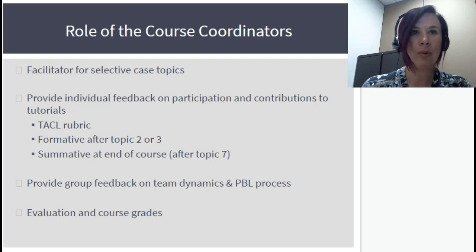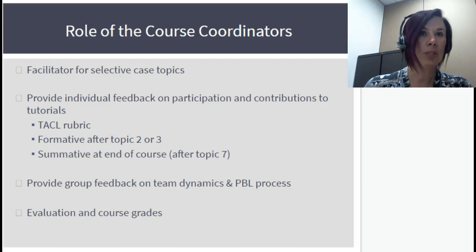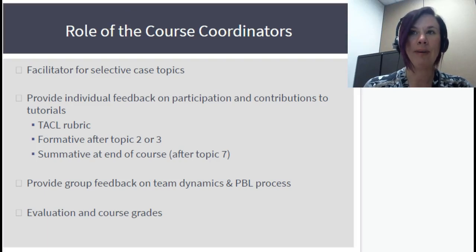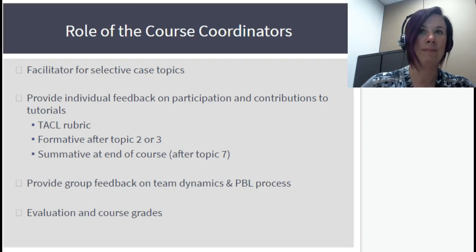The course coordinator will use a rubric known as the TACL to provide each student with formative feedback prior to the midterm, and then a summative written evaluation at the end of the course. The course coordinator will also monitor team dynamics and team function, as well as the PBL process, and provide feedback to the team when required. The course coordinator will also complete evaluation of assignments, review exam scores, and assign the course grades.